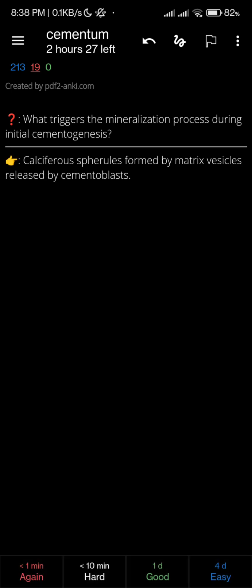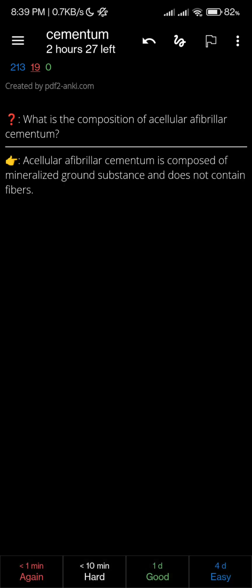What triggers the mineralization process during initial cementogenesis? We have calciferous spherules formed by the matrix vesicles and released by the cementoblast. Calciferous spherules, not spheres. Calciferous spherules.